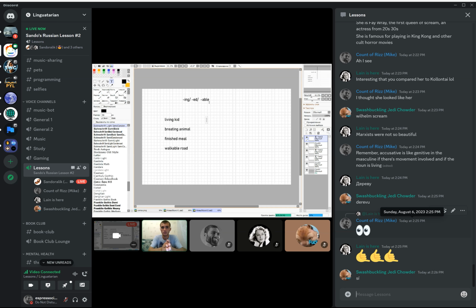Participles also agree to the nouns. But at the same time, they can change in terms of their time. Time and aspect. So it can either be perfective or imperfective. So we could say живущий, although it would probably be more correct to say живой, but that's not a participle anymore. That is an adjective. So let's go with живущий.